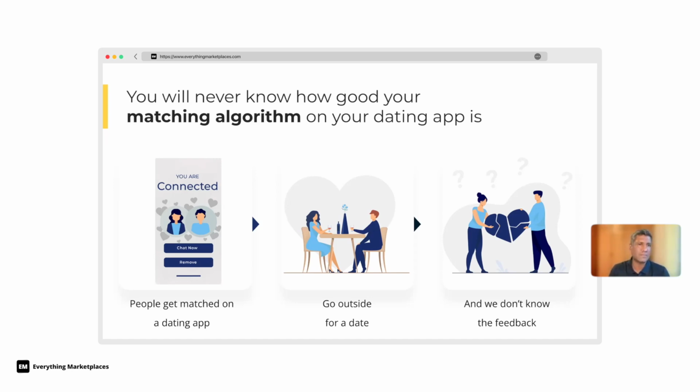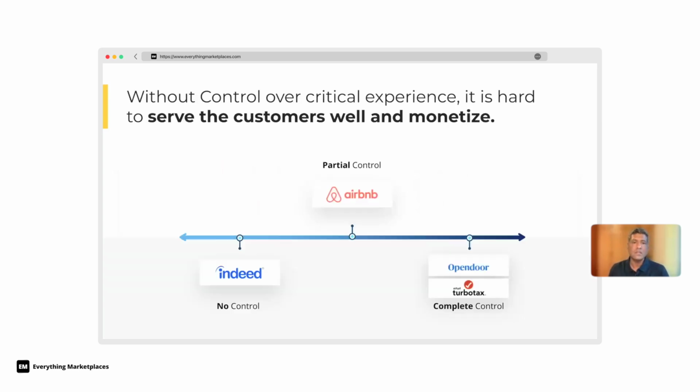Most often that happens. A job site is another great example where you wouldn't know what exactly happens outside of your job apps. How does the interview go? What is the candidate experience? And that doesn't get fed back into the matching algorithm. So without control over experience, it's hard to serve customers well. On one side, you see TurboTax and Opendoor kinds of products, which have complete control. On the other side, you have things like Indeed, which has a certain degree of opacity after the person submits the job application.